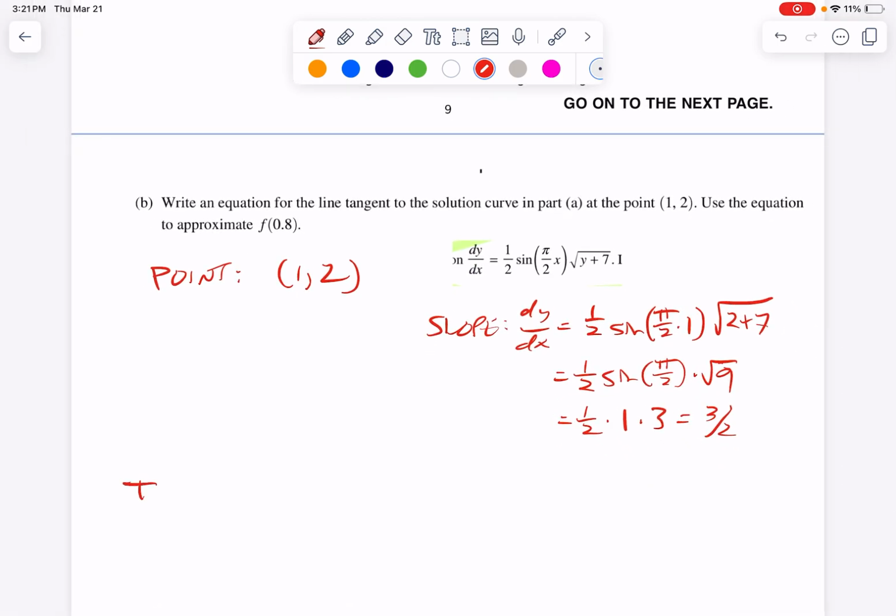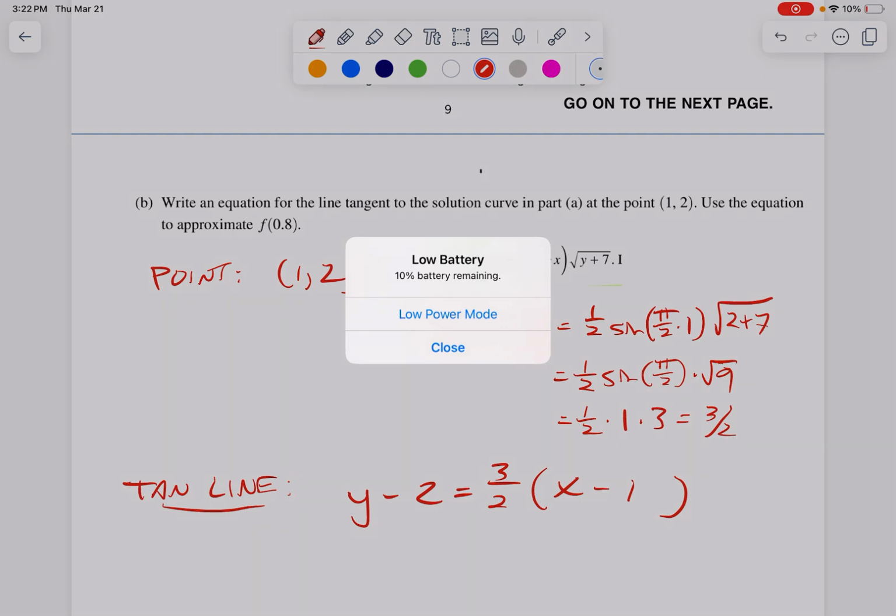So my tangent line, let's just use point slope form, y minus my known y coordinate is equal to slope times, in parentheses, x minus my known x coordinate. All right, 10%, I think I can make it.